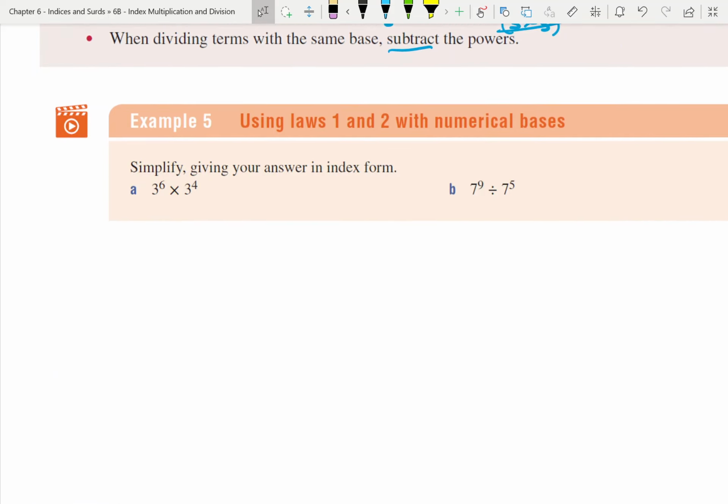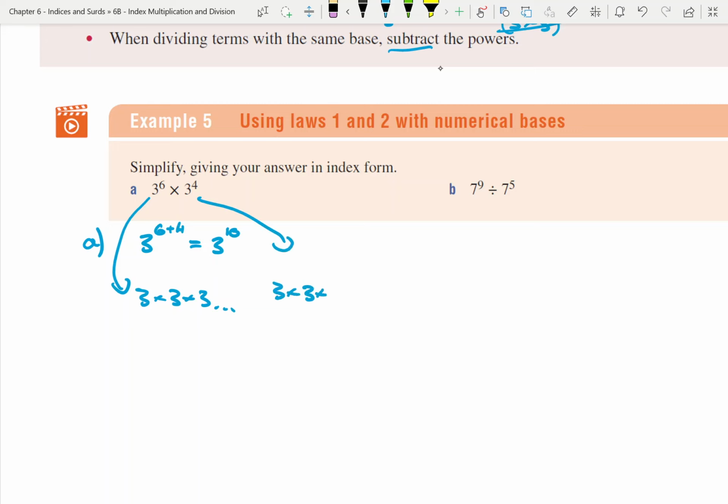So if we have 3 to the power of 6 times 3 to the power of 4, that is going to be 3 to the power of 6 plus 4, which is 3 to the power of 10. You can imagine that if we expanded that into 6 threes, and 4 threes, I can actually write this one out, we'll have 6 over here, 6 over here and 4 over here. When we add those up, we're going to have 10 threes overall. So our answer is 3 to the power of 10.